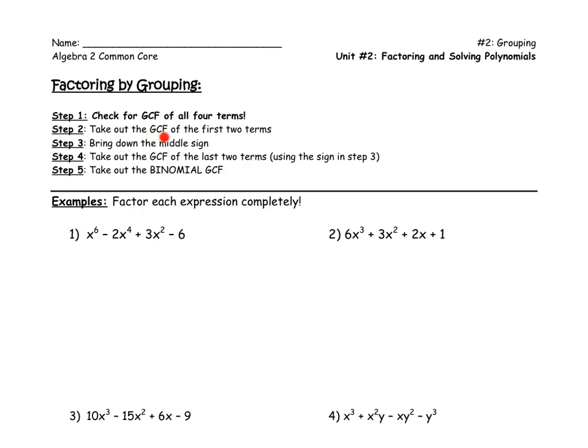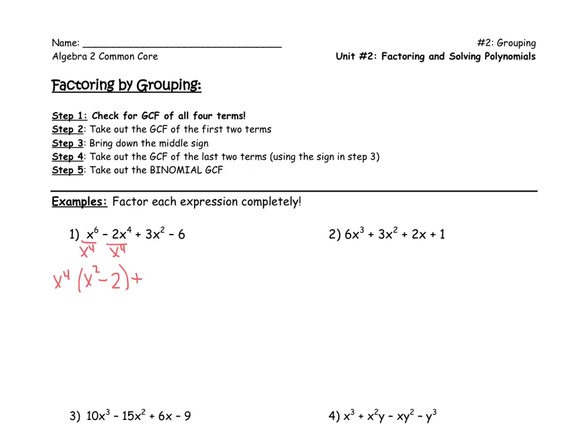Take out the GCF of the first 2 terms. Okay, the GCF, if you look, would be x to the 4th. If you need to write the GCF like this, that's fine. Remember, it goes on the outside followed by an open parentheses. What I'd be left with would be x squared minus 2. Okay, step 3, bring down the middle sign. So I'm going to bring down a plus.